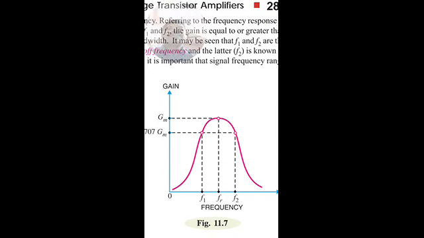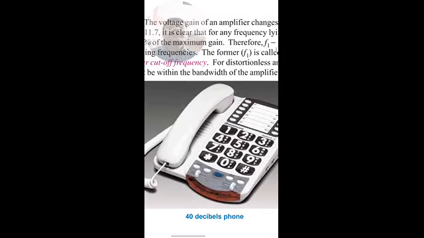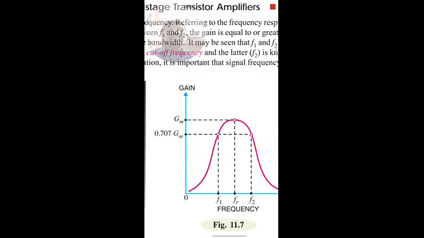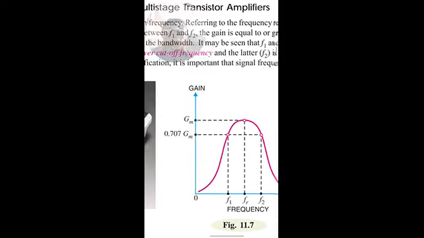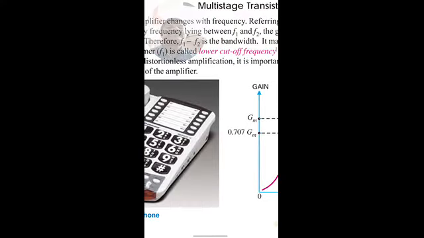We can see that f1 and f2 are known as the limiting frequencies, where f1 is called the lower cutoff frequency and f2 is known as the upper cutoff frequency.